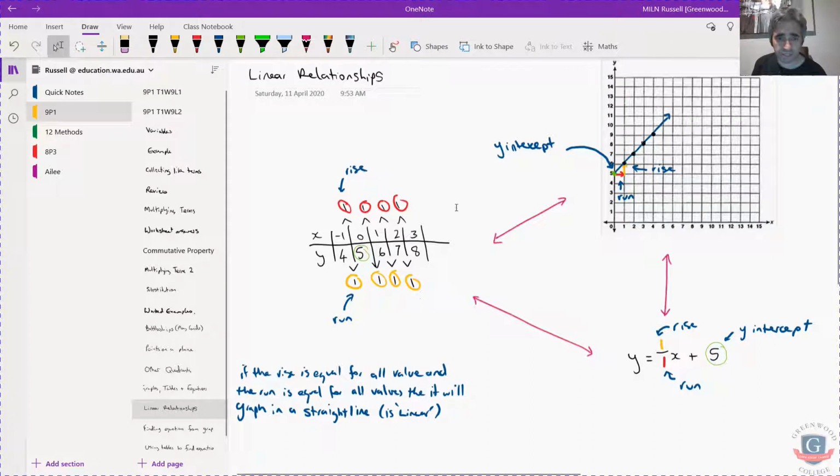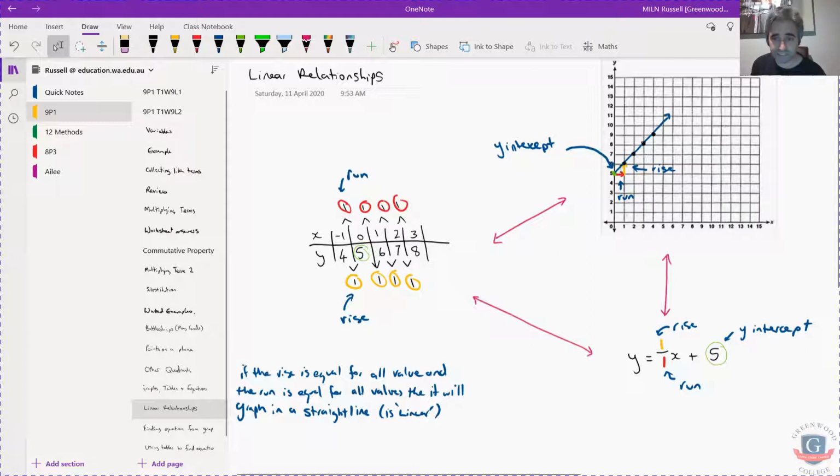And if we look at the table alone, all the run values, the differences between the x values, and all the rise values, the differences between the y values. This is the run value, and this is the rise value. Okay, so all the run values need to be equal, and all the rise values also have to be equal. They don't have to equal the same number, they just have to all be equal. So I could have all 1s up here and all 2s down here, or all 2s down here and all 1s up there, as long as all these numbers are the same. If that's the case, they will make a line.